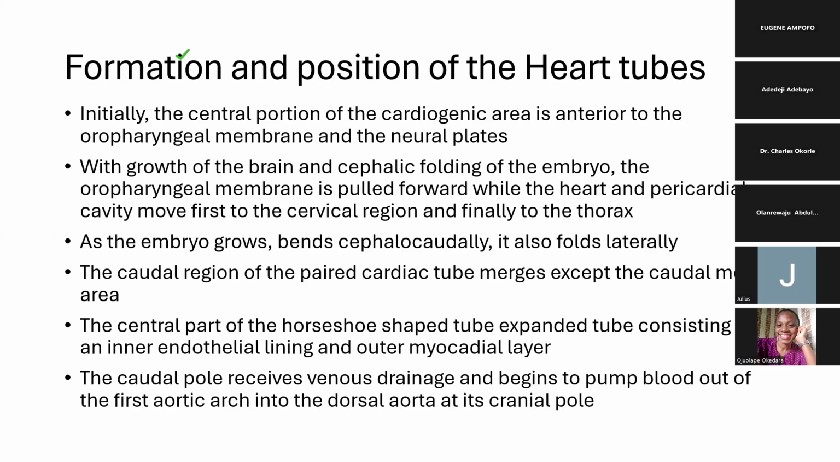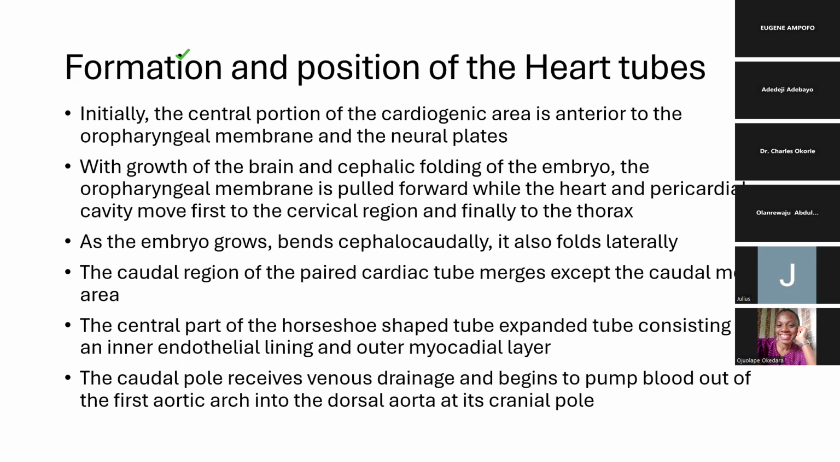Formation and position of heart tubes. Initially, the central portion of the cardiogenic area is anterior to the oropharyngeal membrane and the neural plates. With growth of the brain and cephalic folding of the embryo, the oropharyngeal membrane is pulled forward, while the heart and the pericardial cavity move first to the cervical region, then finally to the thorax.